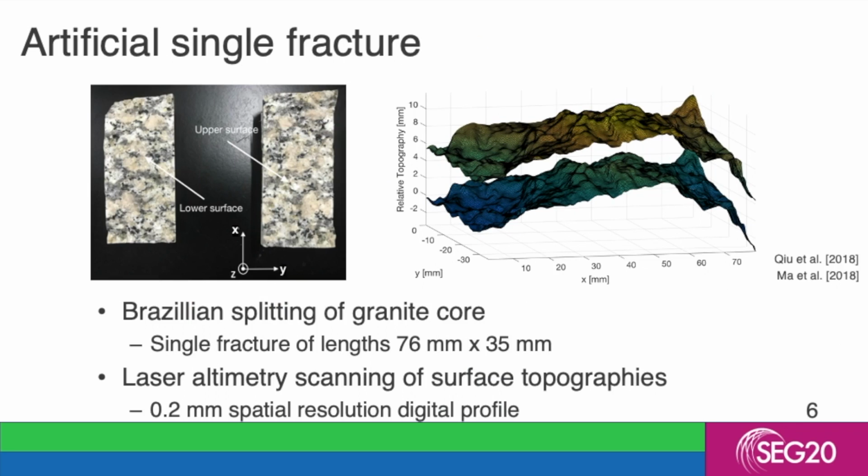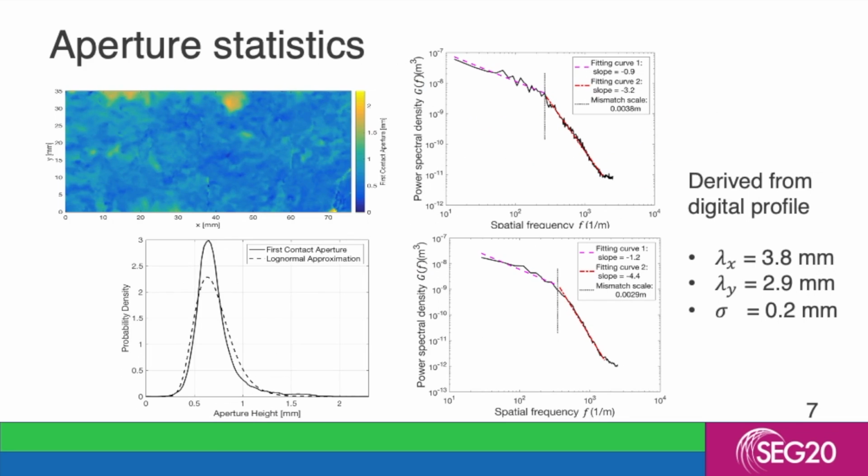Let's start by introducing our subject of study. This is an artificial single fracture created by Brazilian splitting across the radial direction of a granite core. The result is that we obtain a single fracture with length dimensions of 76 mm and 35 mm respectively. We can obtain the surface topography of this single fracture using laser altimetry scanning. And then we have obtained this profile at a spatial resolution of 0.2 mm as our digital profile. And from this digital profile, we can derive the single fracture's first contact apertures, as shown in your top left figure.